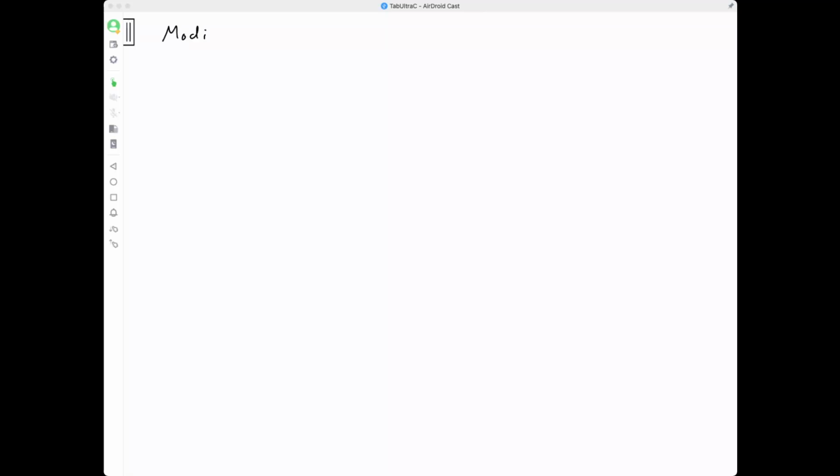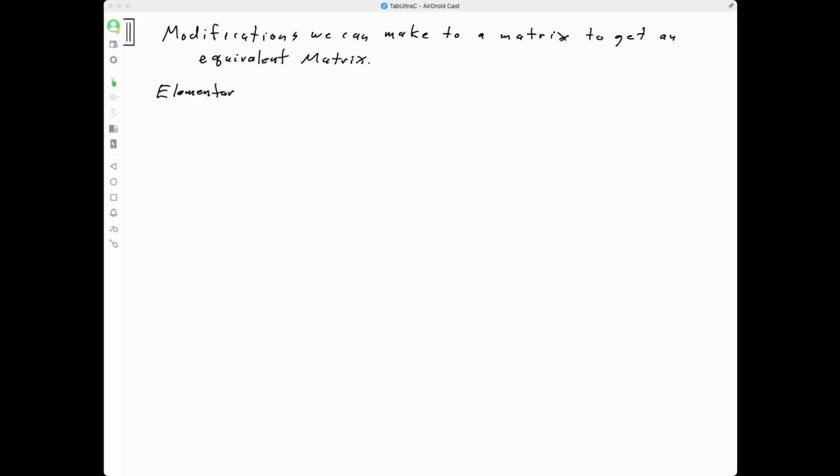So these are modifications we can make to a matrix to get an equivalent matrix. And mathematicians have given these a name. These are called the elementary row operations.